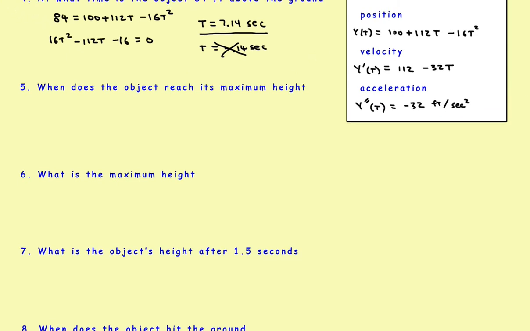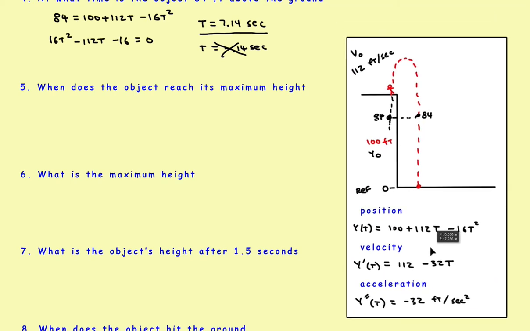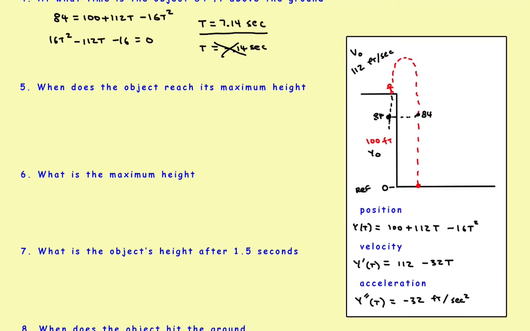And we'll continue to move the figure down with us. So we'll bring it down to here. Now, what the next problem says is, when does the object reach its maximum height? Now, think about where that's going to be. The maximum height, if you actually looked at it, would be right here at the top of the parabola.